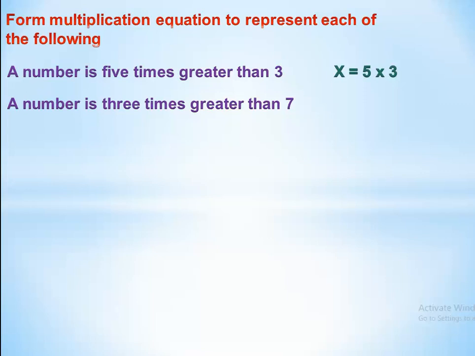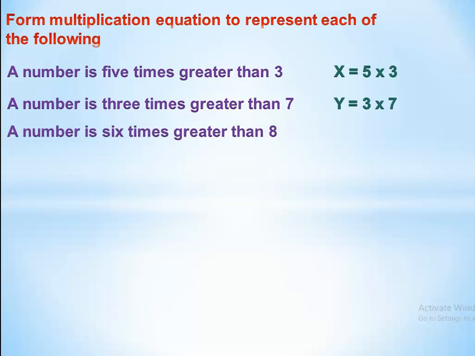A number is 3 times greater than 7. Let's represent the number by y. So y equal 3 times 7. A number is 6 times greater than 8. Represent a number by z, so it will be z equal 6 times 8.